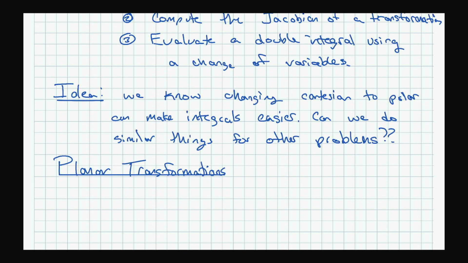Basically, we've already done converting Cartesian equations into polar equations in order to make integrals easier, like double integrals. Like if you're integrating over a circle, polar is the way to go, right? And so the idea is, well, what if we're not integrating over circles? Can we do something analogous to simplify an integral? And the answer, of course, is yes. That's what we're going to be doing. We're going to be changing variables to other variables.